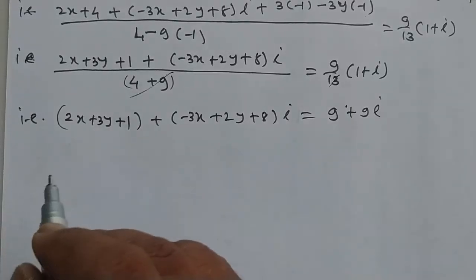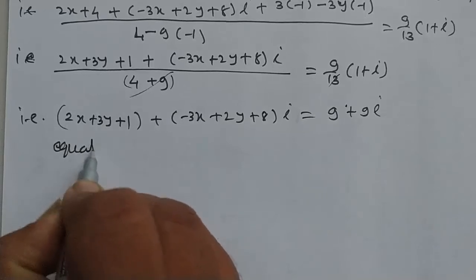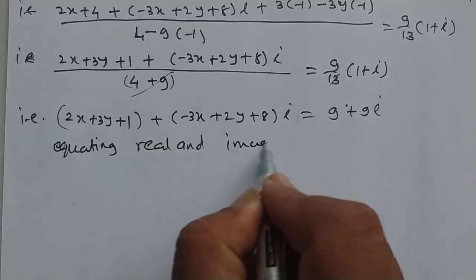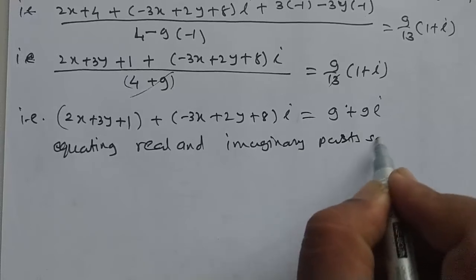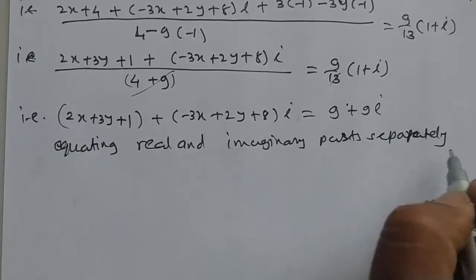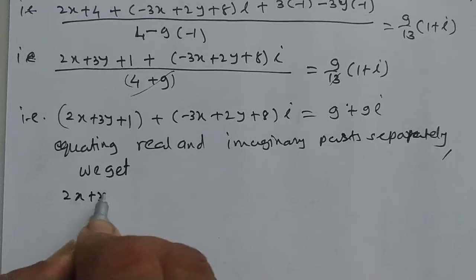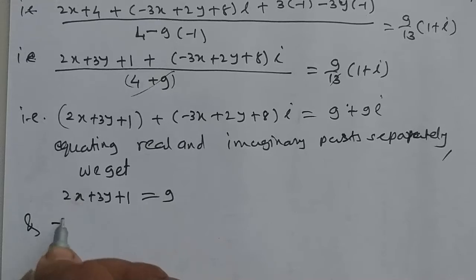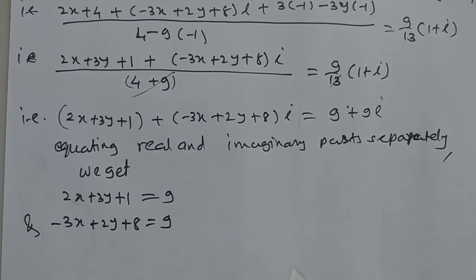By equality of two complex numbers, real with real, imaginary with imaginary, equating real and imaginary parts separately, we get 2x plus 3y plus 1 is equal to 9 and minus 3x plus 2y plus 8 is also equal to 9.